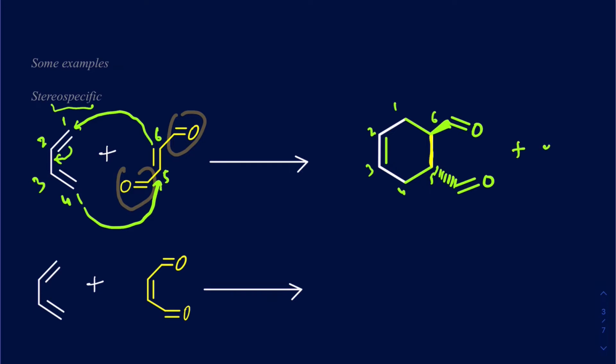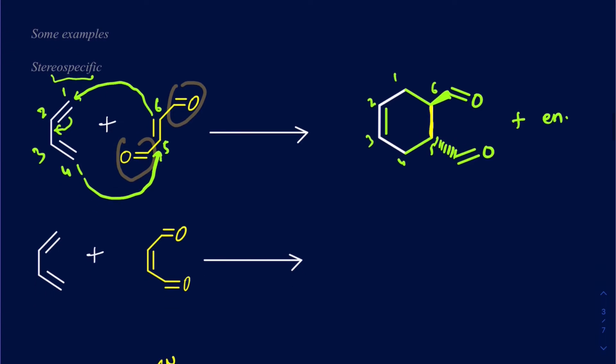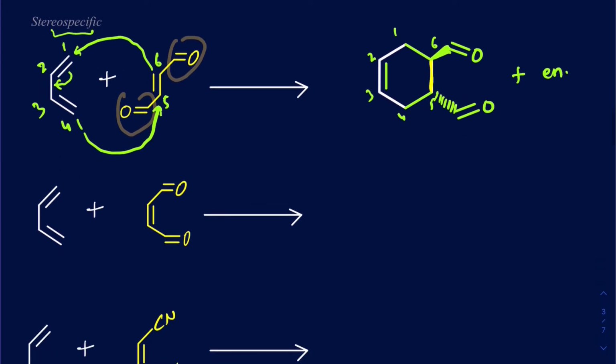Then I can also have the enantiomer of that as well. This is the possibility. So if I start out with a trans, I'm going to end up getting a trans, and that's what this stereospecific really means. What happens in the next one here? Instead of having a trans dienophile, I actually have a cis. So I want to stay cis when I'm making my product.